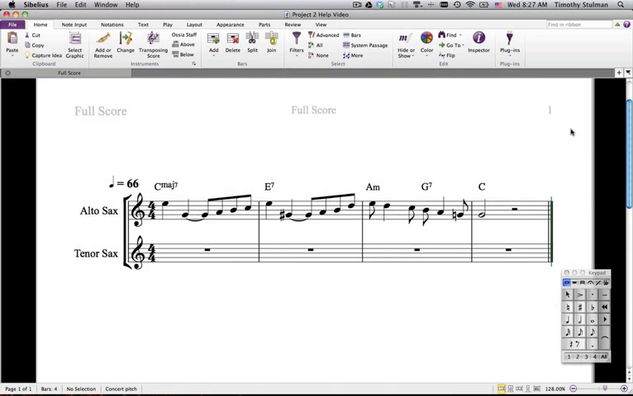Hi everyone. In this video I'm going to show you how to complete Project 2. In Project 2 you're going to be harmonizing a melody. The most important part of this assignment is knowing how to deal with chord tones and non-chord tones in the melody. In melodic harmonization we oftentimes refer to chord tones as target notes and non-chord tones as approach notes.